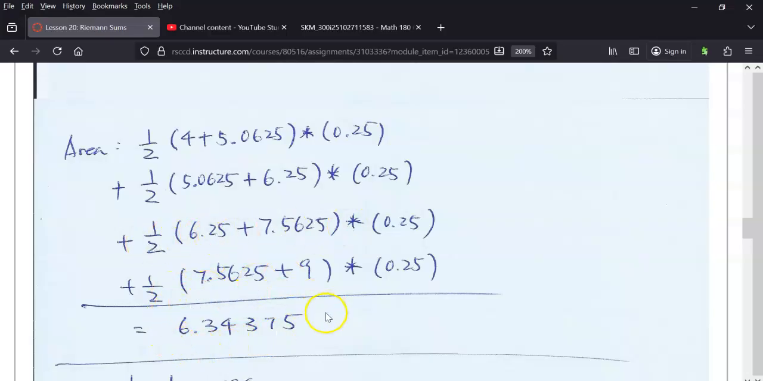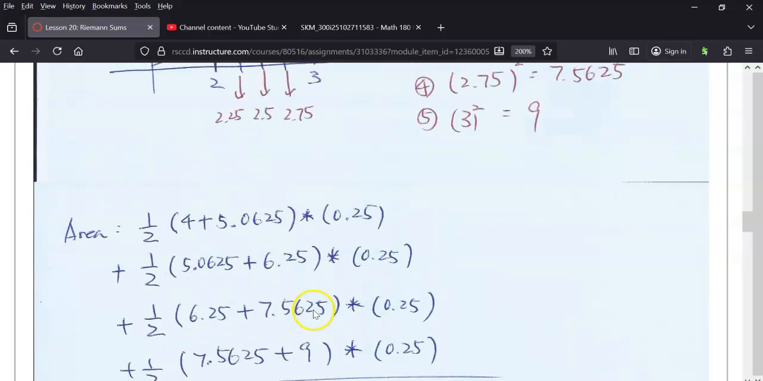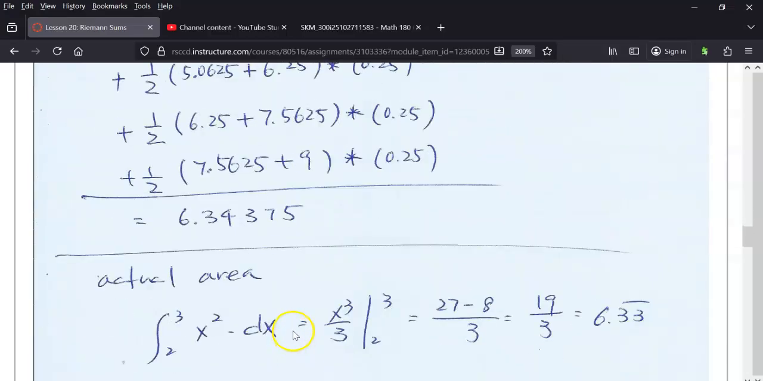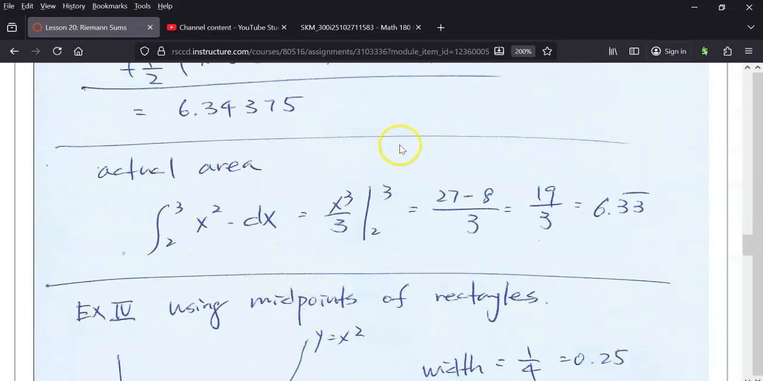Together, you get 6.34375. Now that, if you're just visually checking, is a pretty good approximation of the area under the curve, under this x squared curve between 2 to 3. Now, the actual area: in the next section we're going to teach you something called a definite integral.